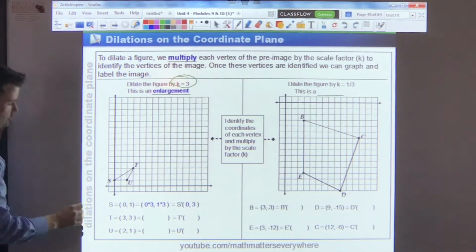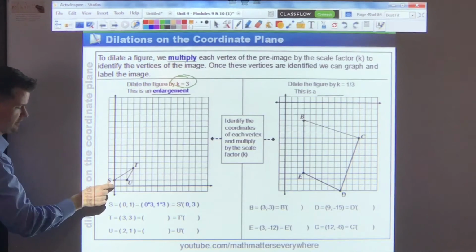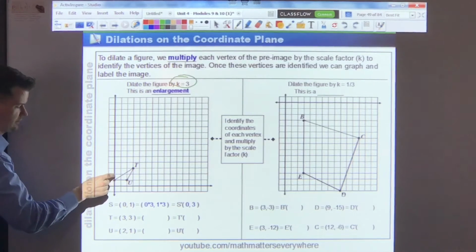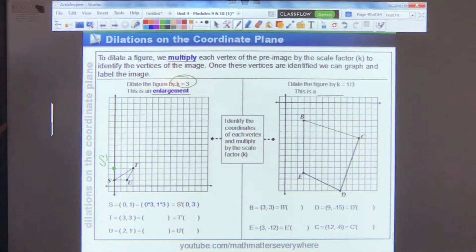Once you do the multiplication, you're going to go and graph the prime point. So from here, we go up to 0, 3. 1, 2, 3, and that is going to be S prime. And you're going to repeat this process for T and U until you get the coordinates of T prime and U prime. Same scale factor. So I'm going to take 3, 3, and I'm going to multiply both of those by 3. That gives me T prime, which is 9, 9.